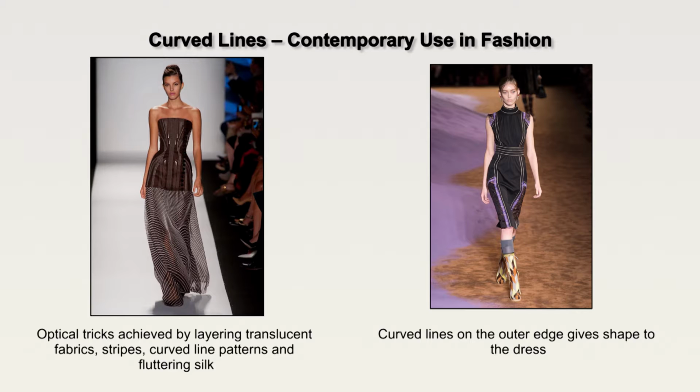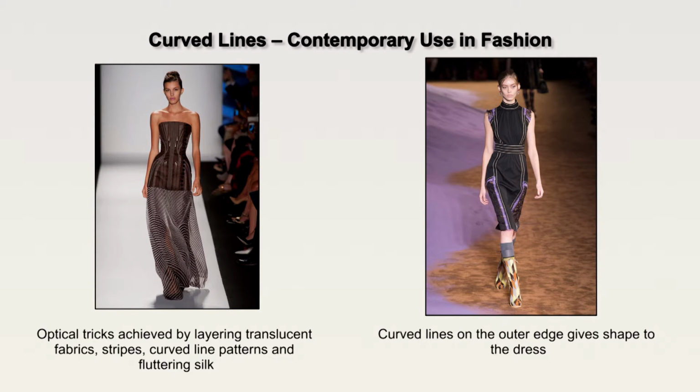Optical tricks achieved by layering translucent fabric in stripes, curved line patterns, and fluttering silk is another example of creating interesting elusive effects through lines. The picture on the right shows how curved lines on the outer edge give shape to the dress.